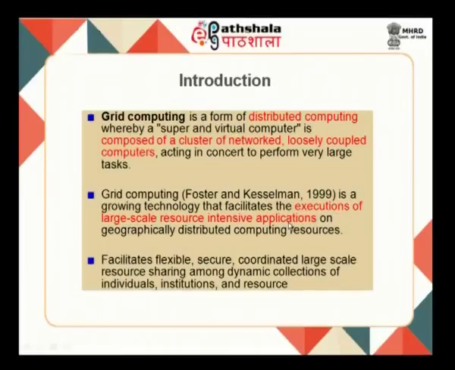Grid computing is a growing technology, and execution of large scale resource intensive applications can happen very effectively and very efficiently in a grid computing environment. The grid computing environment facilitates flexible, secured, coordinated large scale resource sharing among dynamic collections of individuals, institutions and resources. Therefore, data that is held in a distributed environment can be processed very effectively and in a parallel manner.